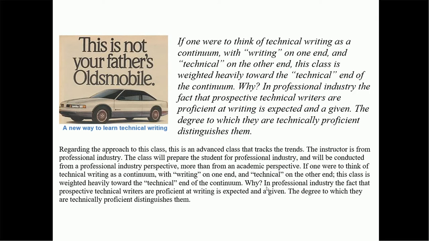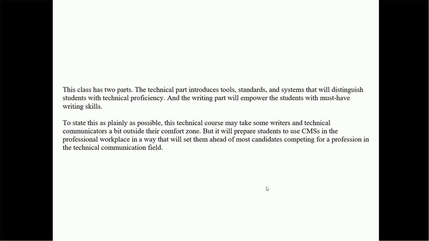If one were to think of technical writing as a continuum with writing on one end and technical on the other end, this class is weighted heavily toward the technical end of the continuum. And this is because everybody will expect you to be a good writer in the technical writing profession. What will distinguish you is the degree to which you are technically proficient. And we'll make sure that at the end of this class you are technically proficient. This class has two parts: the technical part, which introduces tools, standards, and systems that will distinguish students with technical proficiency, and the writing part, which will empower students with must-have writing skills.